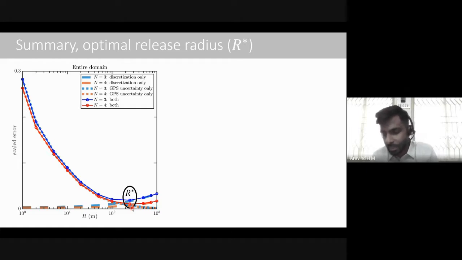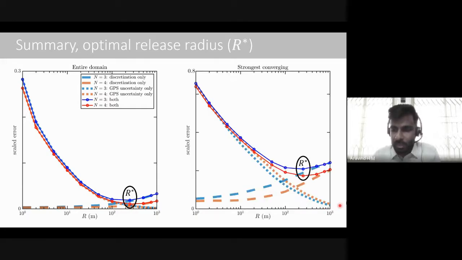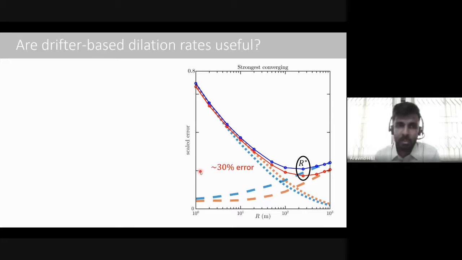Now, am I interested in the entire domain for my application, which is subduction? No, I'm interested in convergent regions. So if I do the same analysis and do the spatial averaging over the top converging regions, we still obtain the same optimal release radius. But now, even for the optimal release radius, we see error magnitudes as large as 30%, which brings me to my question, which is, are these drifter-based estimates of dilation rates useful at all? Because the error is just too big.